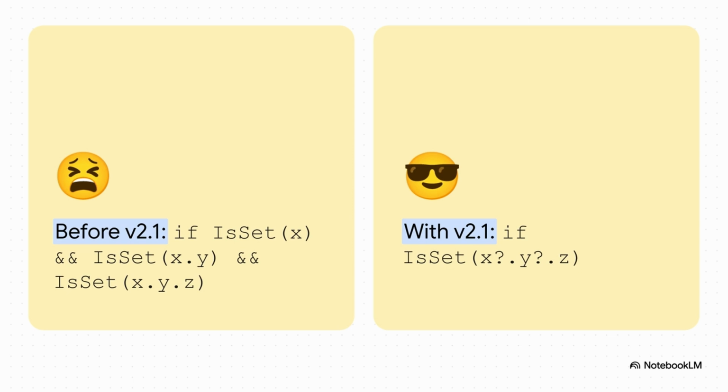Meet optional chaining. That little question mark and dot is a lifesaver. It just tells the script, hey, try to access this, but if any part of the path is missing, don't crash, just stop safely. It's an absolute game changer for writing cleaner, safer code.